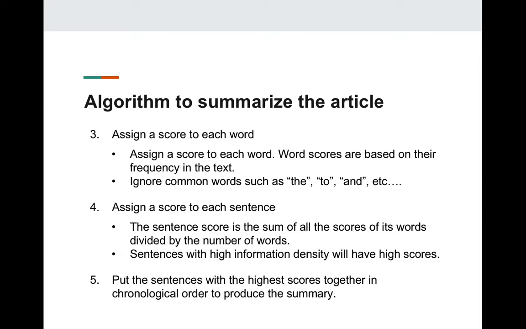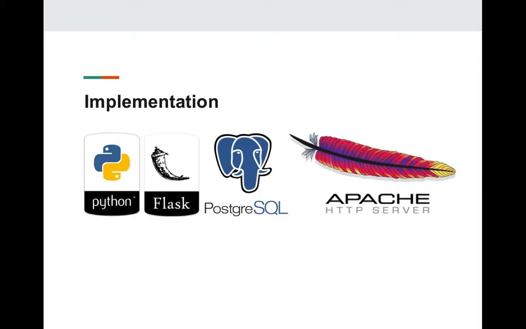All this is put together, and the top n number of sentences is given as a summary. So when I said that we take two sentences, so n equals 2, and we give the top two sentences as a summary.